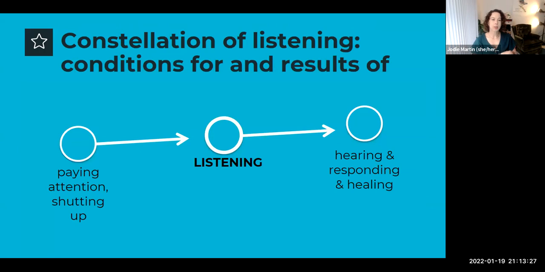She also constructs a constellation of listening as a process. So what are the conditions required for listening and what are the results? The conditions for listening require paying attention, shutting up. And she describes not shutting up herself at an important point. And then when listening happens, what are the results? She describes this as true and respectful hearing of other people, responding when response is required and being silent when it's not, and ultimately healing for Canada as a nation.